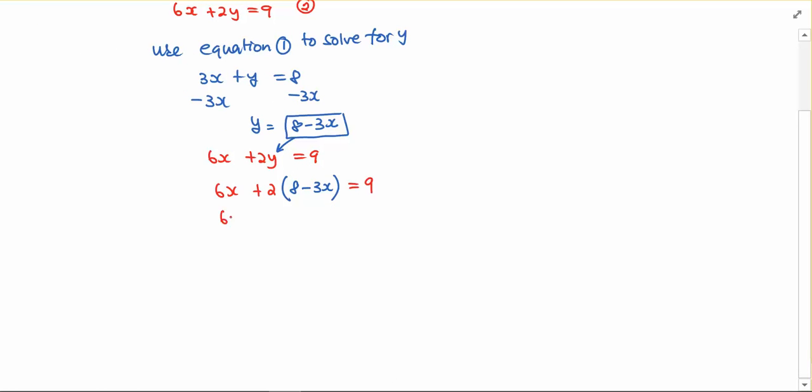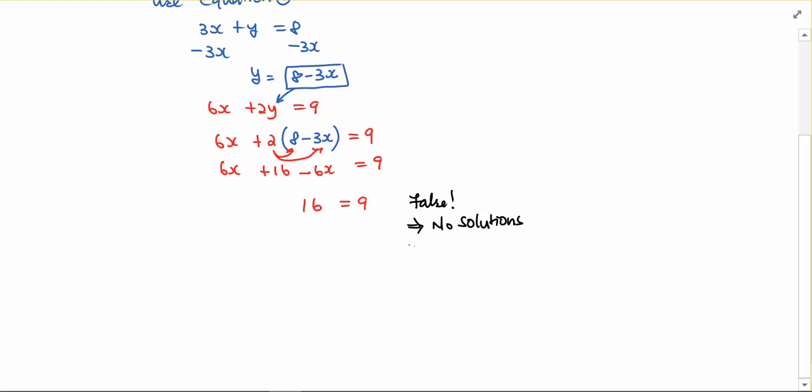So then we get 6x, let's distribute here, plus 16 minus 6x equals 9, and the x's again cancel, and I end up getting 16 equals 9. Now, again, recall this situation from solving equations, when the variables canceled and you got a false result. This meant there was no solution. And that is what's going on here as well. There is no solution to this system, right?